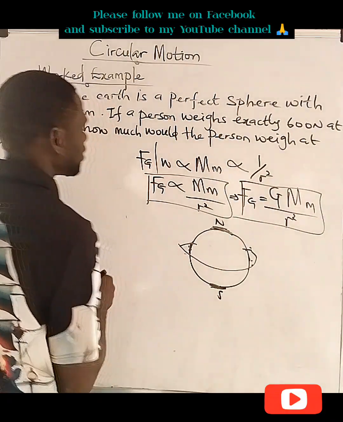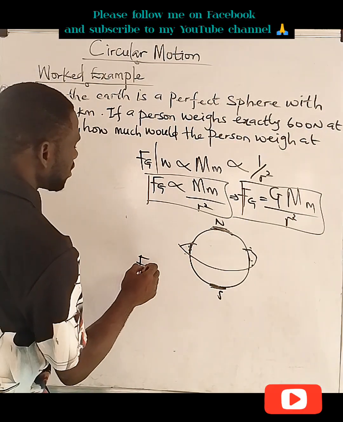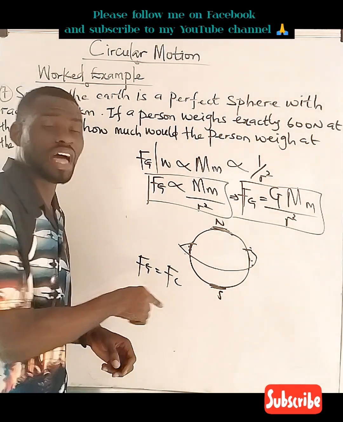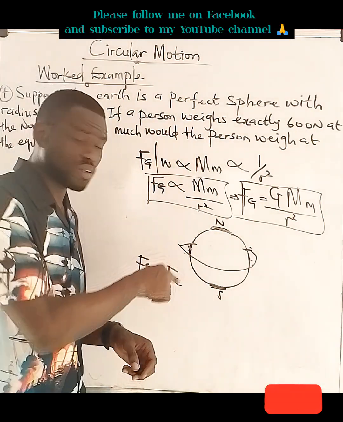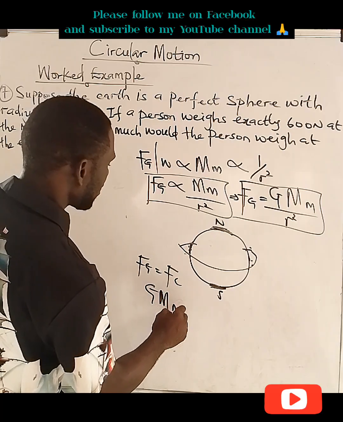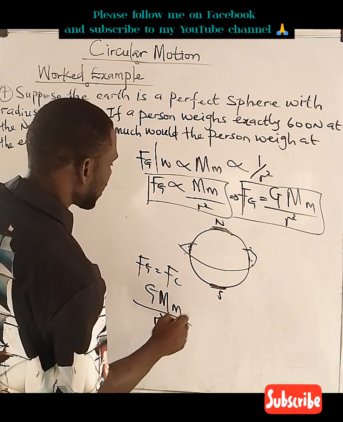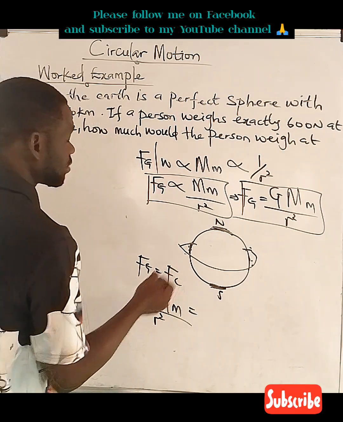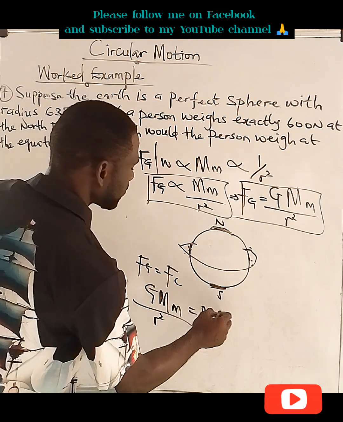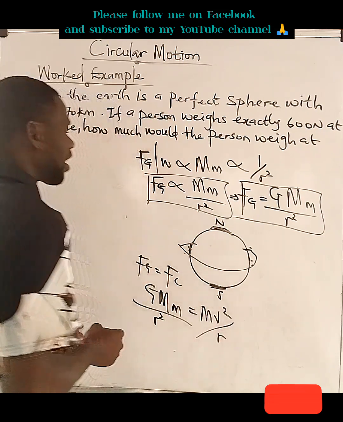So now look at what we have. Don't forget that the force of gravity is what brings about the centripetal force here, or sometimes you can call it the radial force. So if this is what we have, G M m over r squared, what's the formula for the centripetal force? Don't forget that it is m v squared over r.